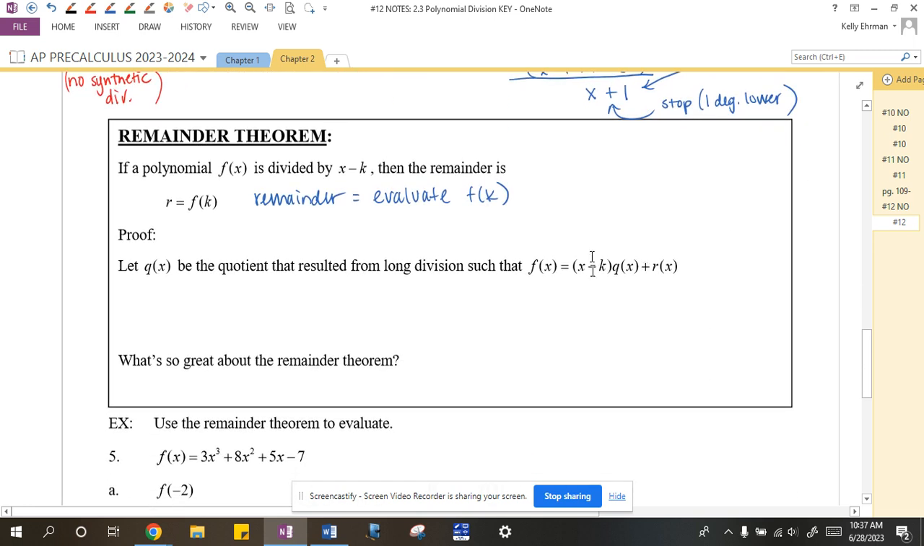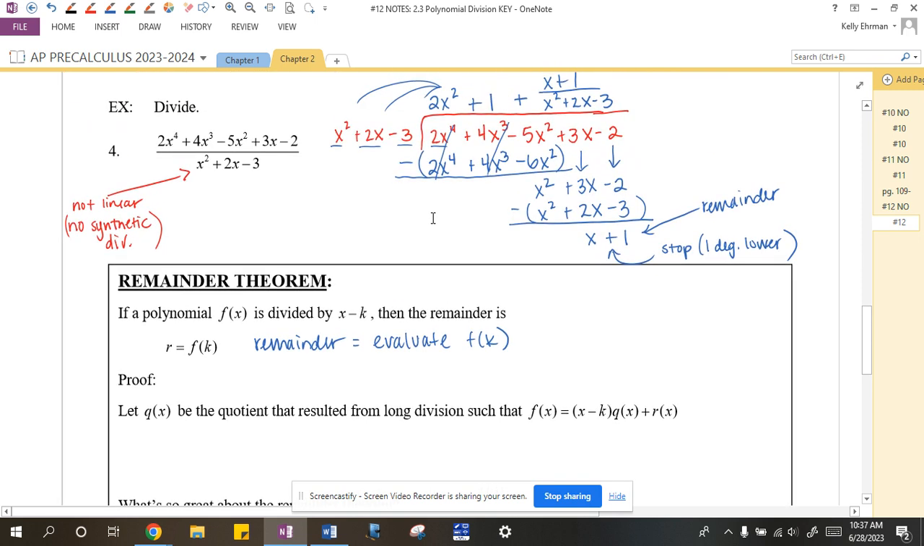So we can do a very quick little proof for this. So let's say q of x is the quotient. It's what we had at the top when we did our division. And so we did long division so that f of x, if we put it in its factored form, is the thing we divided by times the quotient plus the remainder. So divisor times quotient plus remainder. And the reason those are all functions is because the divisor is some function, the quotient is some function, the remainder can be a function, it doesn't have to be a number.